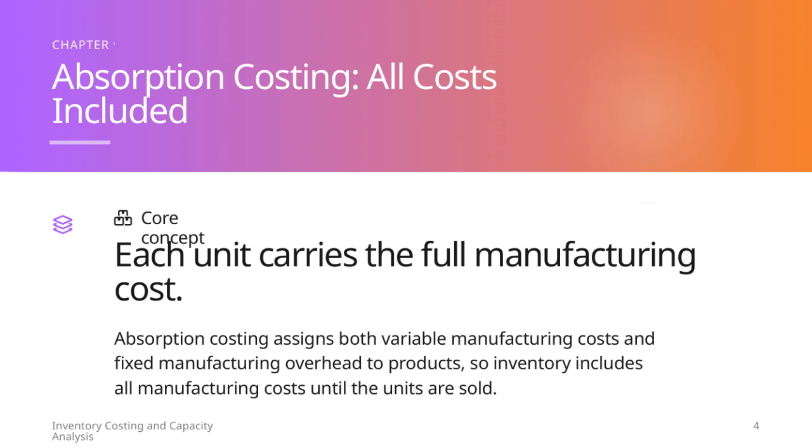Because of this, inventory values under absorption costing reflect the total manufacturing cost until the goods are sold. This is crucial for inventory costing and capacity analysis since it impacts how we evaluate production efficiency and profitability. Essentially, absorption costing gives us a comprehensive view of product costs by including every manufacturing expense in the inventory value.